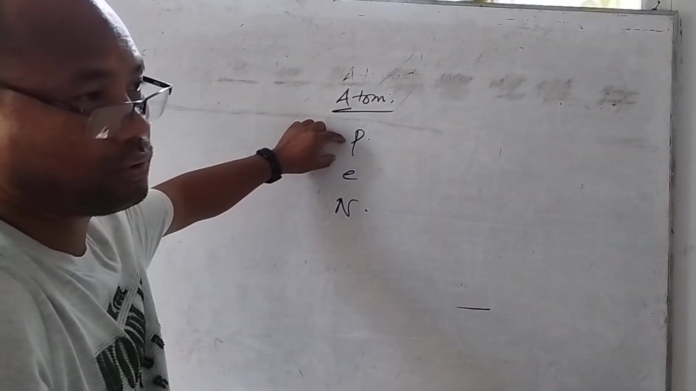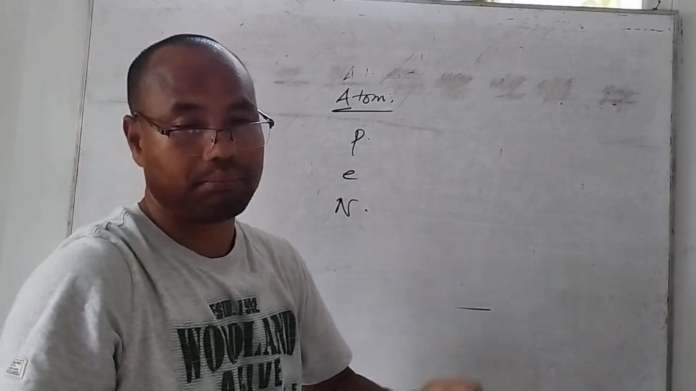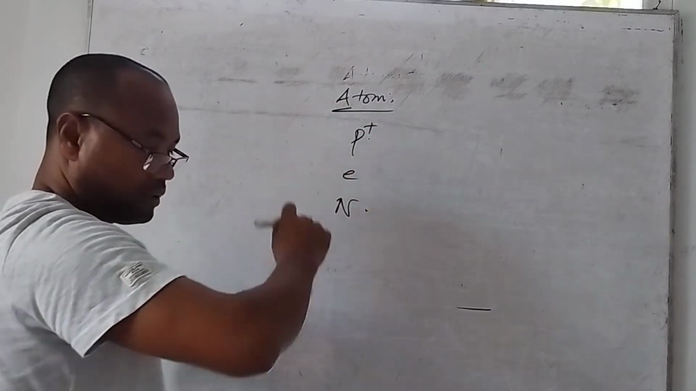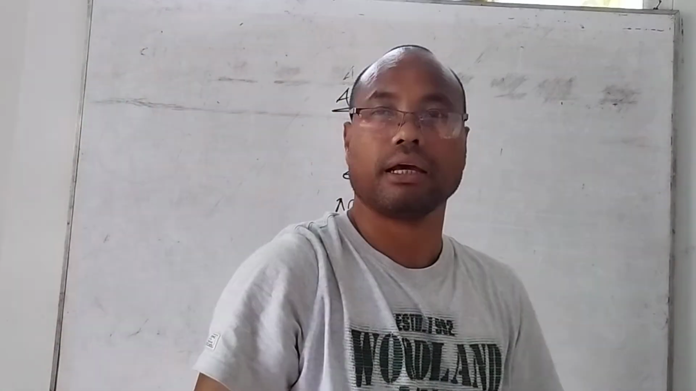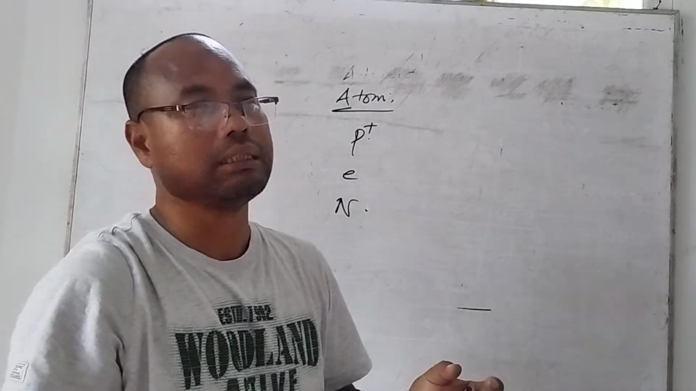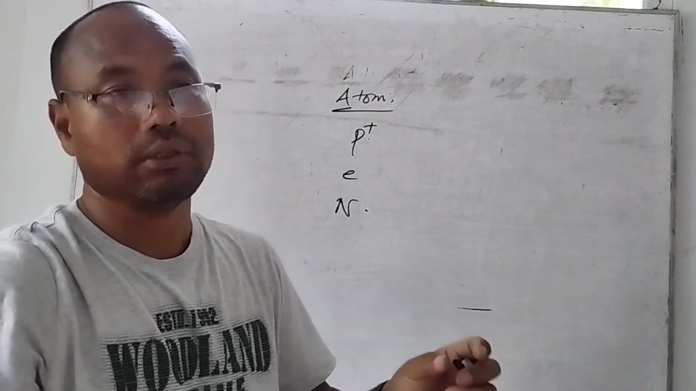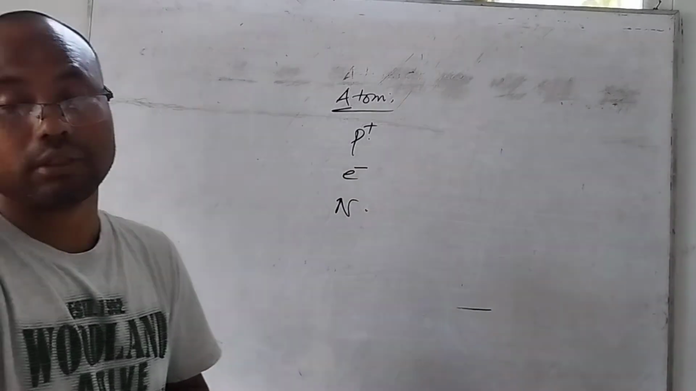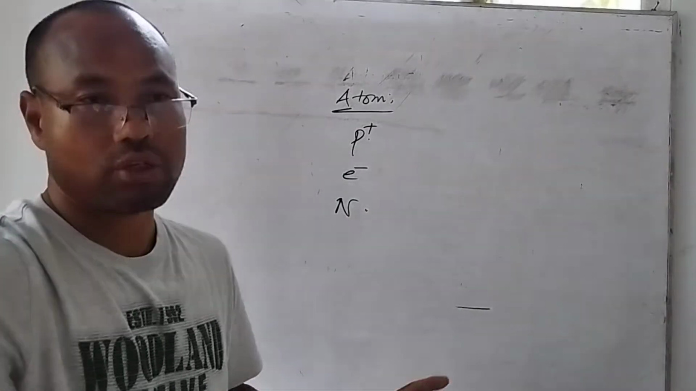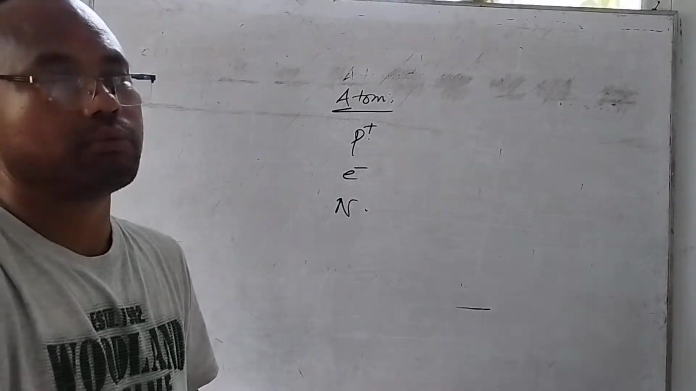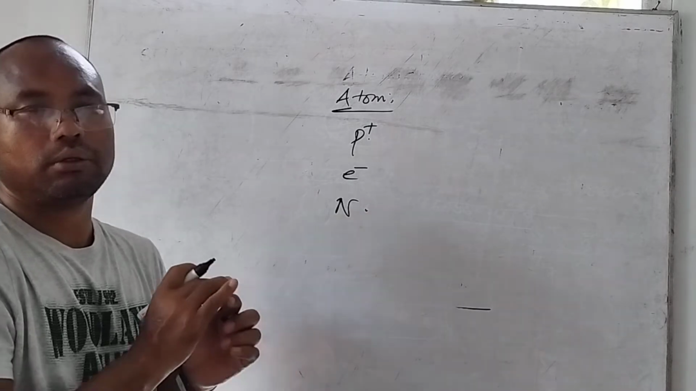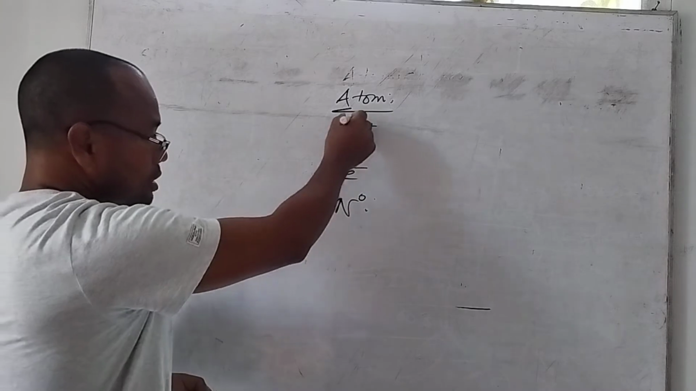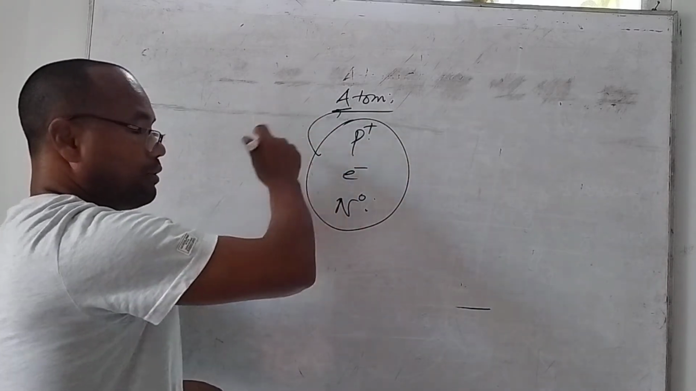So what is a proton? You can answer in the simplest way: it is a unit positive charge, right? I write a positive charge. Similarly, what is an electron? An electron is a unit negative charge. I write negative charge. And what about a neutron? Neutron is neutral, no charge, neither positive nor negative charge. I put it here as 0. These three subatomic particles are present in our atoms.